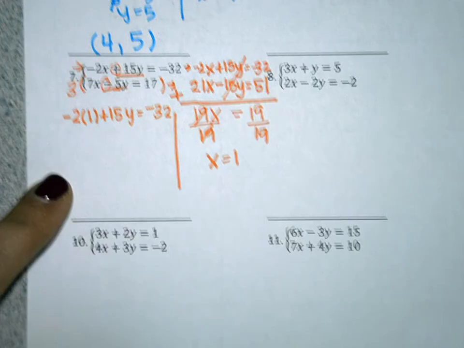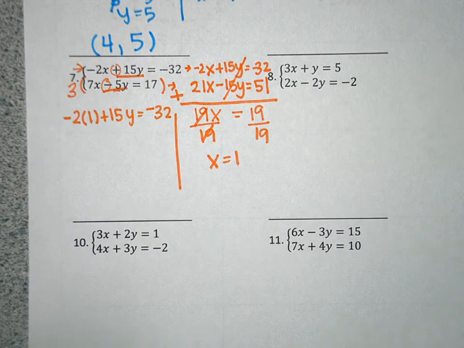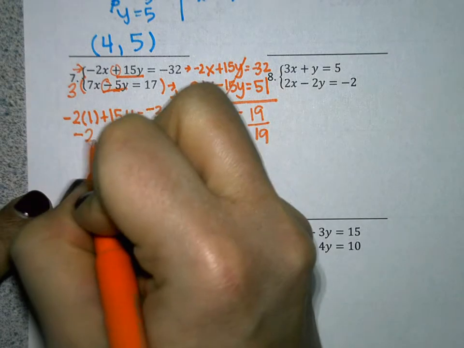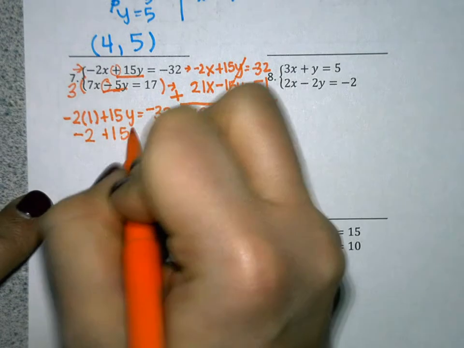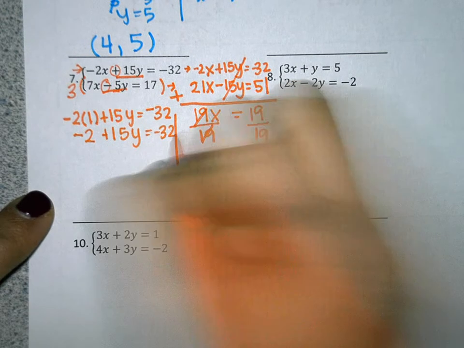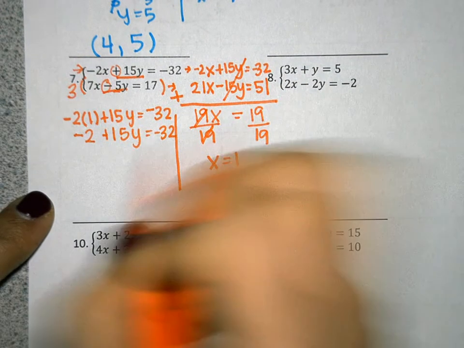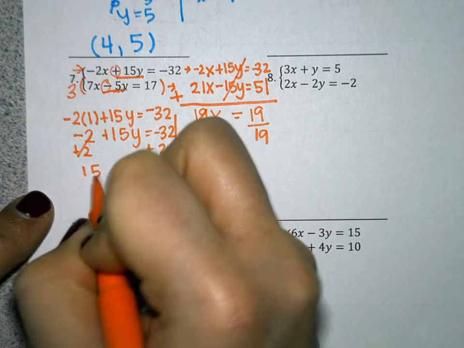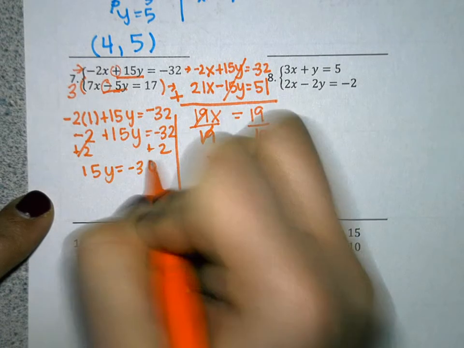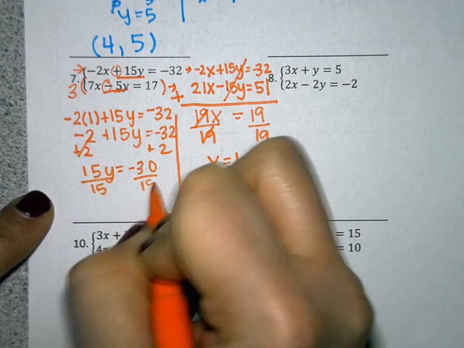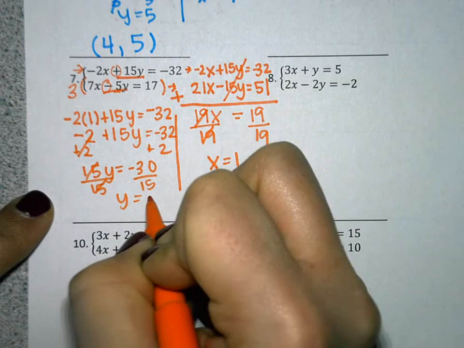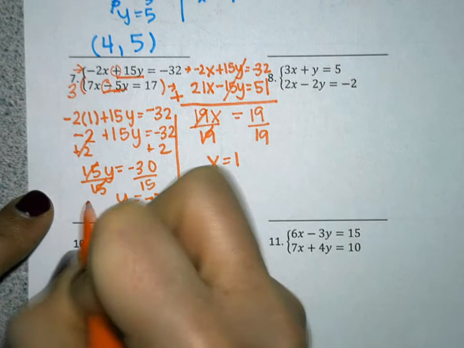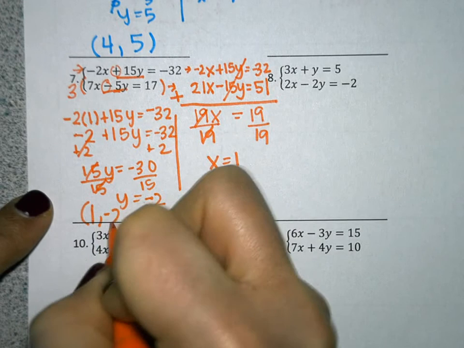And again, you can choose any equation. There's not a right or a wrong one to choose. It's going to give you the same y value no matter what. So then I'm going to add 2, and I get 15y equals negative 30. Divide by 15, and I get y equals negative 2. So my ordered pair is 1, negative 2.